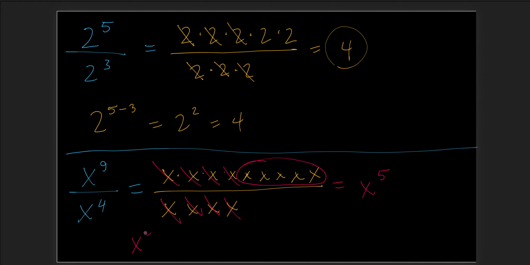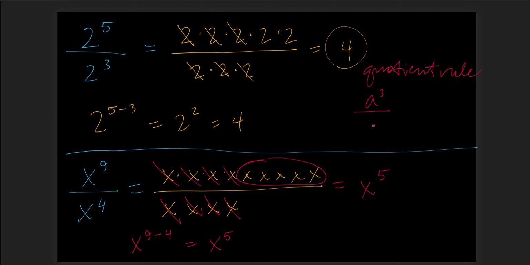Or you could just subtract the exponents. The top exponent minus the bottom exponent. And so 9 minus 4 is 5. So we can take a shortcut this way as well. And that's called the quotient rule. Quotient means division. So when you're dividing the exponents, I'll put it in terms of a then.